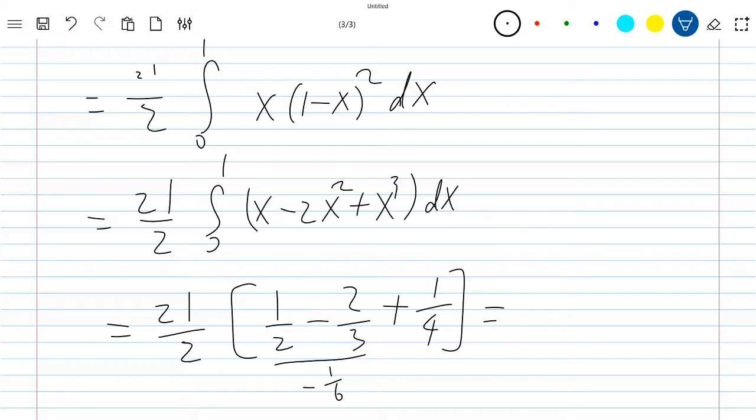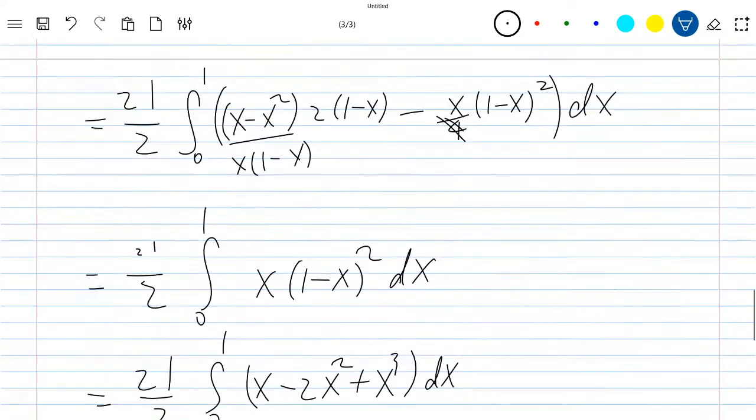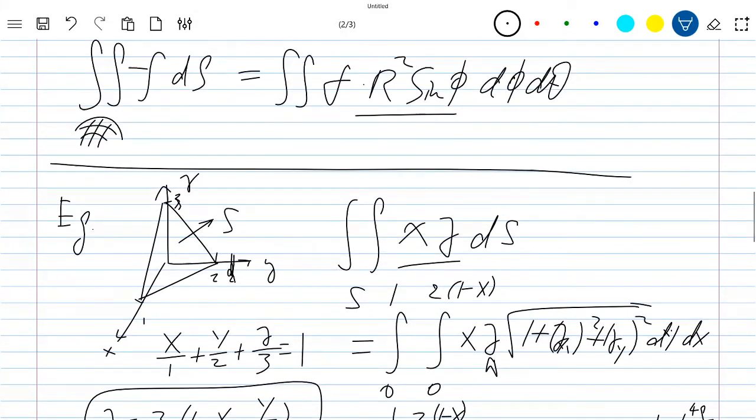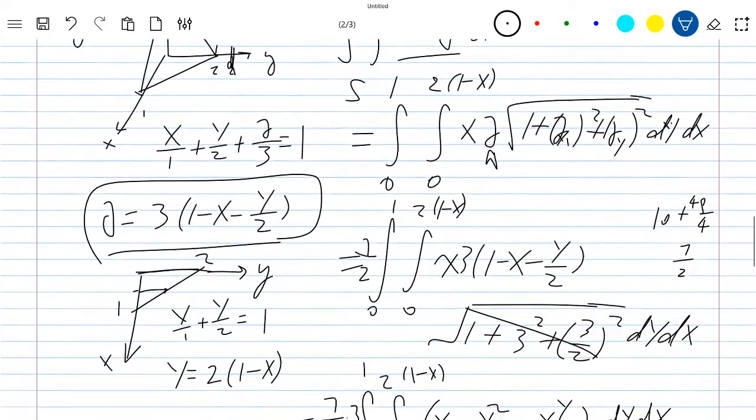So then you have 1/4 minus that, 1/12. So it's 21 over 24, which is 7 over 8. Okay, the answer is 7 over 8. Right, that's the integral of xz over this triangle. Yeah, it makes sense. This triangle is not very big. So I hope it's correct.